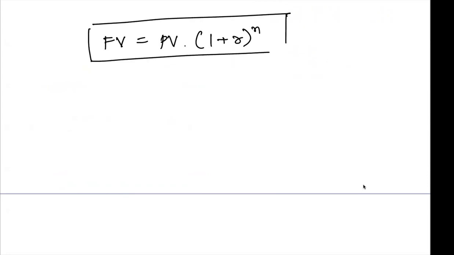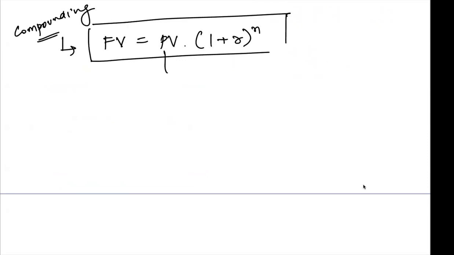So the formula is: future value is equal to today's present value times 1 plus r raised to the power n. Okay, this is the formula for compounding.